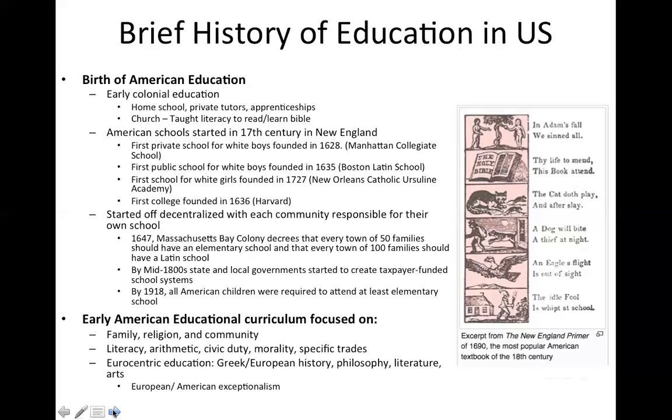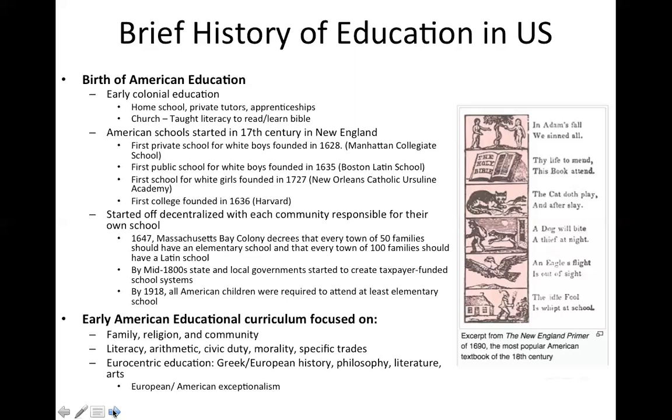But around the mid 1600s, we start seeing a few schools start to emerge. Like the first private school for white boys was in Manhattan. The first public school for white boys was in Boston in 1635. And then Harvard, the first college, was founded in 1636. So we start seeing in the 1620s and 30s a few schools emerge, but not a whole lot, and these are mainly focused in the Northeast.